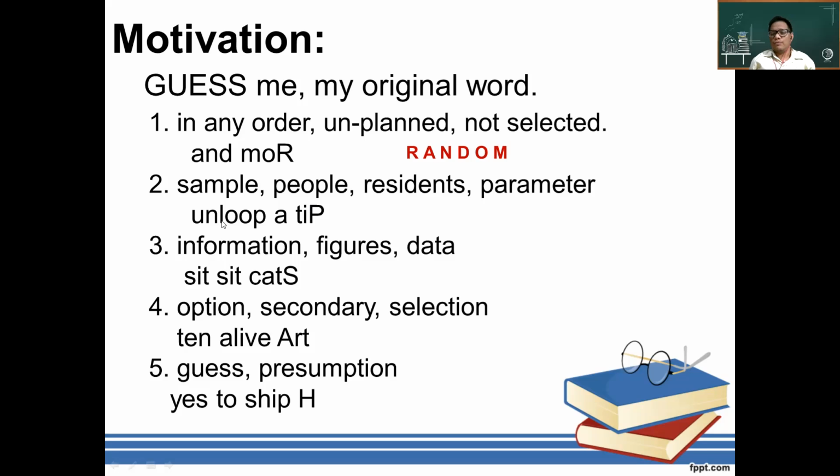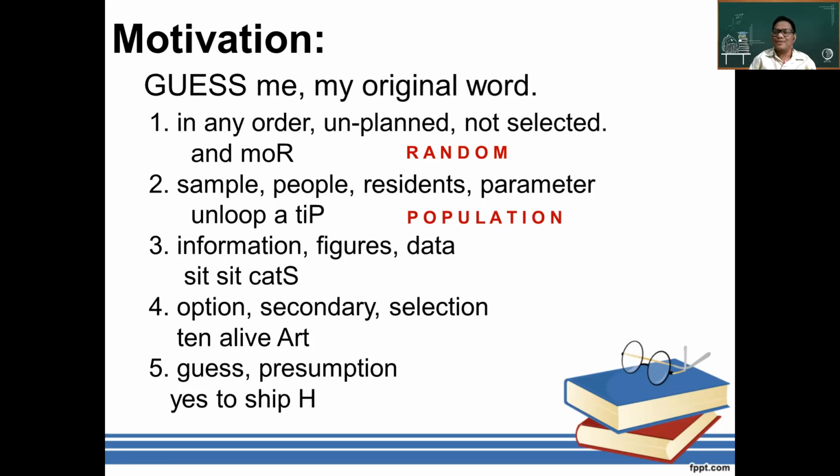Number 2. The word means a sample, or people, or residents, or parameters. The scrambled letters are ANLOOP, ATI, and it starts with letter P. Yes, Juana? It is correct. Population. See, are you enjoying it?